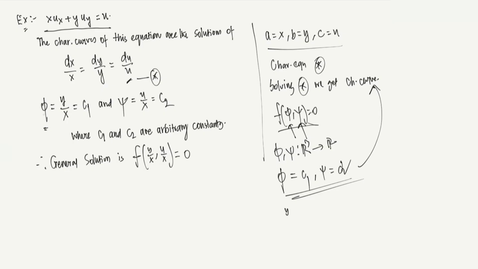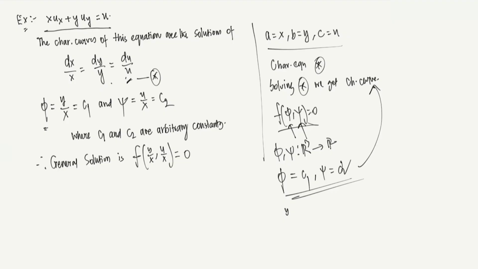So basically, if you are taking phi to be y by x, then phi is constant along the characteristic curve. Again, solving these two, you are getting psi, u by x, is constant C2, right? So if you are taking psi to be u by x, then psi is constant along the characteristic, right? So C1, C2 are arbitrary constants. Now this is your phi and psi. What are those? These are functions.